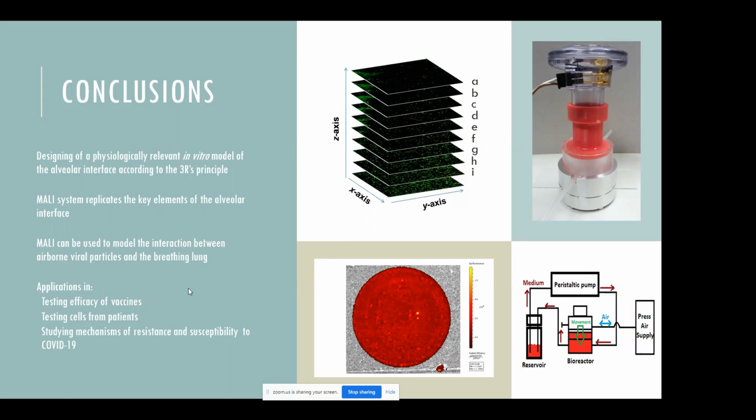SARS-CoV-2 is basically a nanoparticle and interacts with our lungs as many nanoparticles do, and is transported in our lungs as many nanoparticles are. And so we can use this for different applications, in particular in the current pandemic. We could use it to test the efficacy of different vaccines, use cells from patients and from people who have also recovered to see what the differences are in response of these two cell types, and then therefore study how and why some people are resistant and some people are more susceptible to infection.